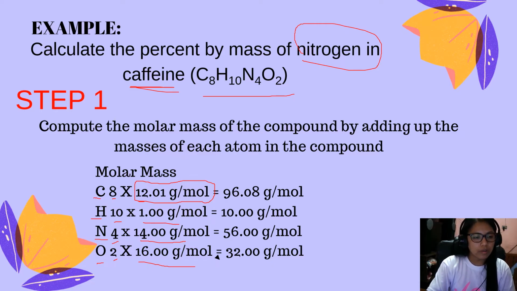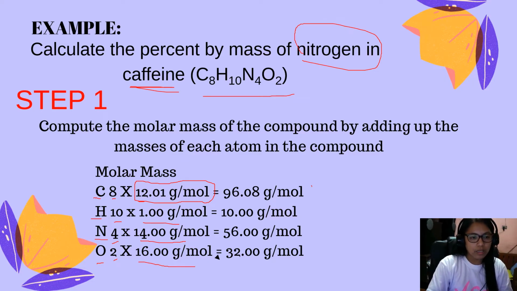So, after you identify the atomic mass, you're going to multiply the two. Multiply the number of atoms sa atomic mass. So, 8 multiplied by 12.01 is equal to 96.08. 10 multiplied by 1 is equal to 10 gram per mole. 4 multiplied by 14 is equal to 56 gram per mole. And 2 multiplied by 16 gram per mole is equal to 32 gram per mole.